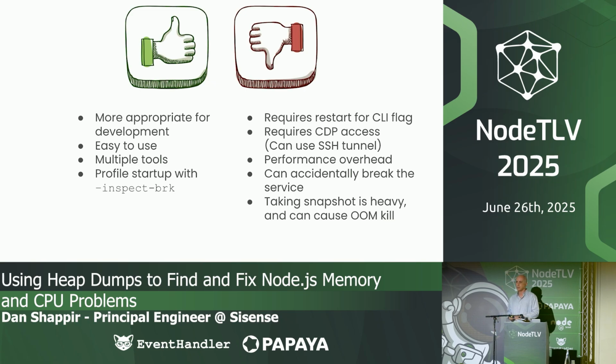Also, running with debugging switches does have a certain performance overhead. It can also accidentally cause you to break the service, because if you're running in debugger, you could just put a breakpoint in it accidentally and then just stop the service, and guess what? The whole process is frozen. So that's obviously a bad idea. And also, taking snapshots in and of itself is a very heavy process. So if your service is already loaded and already running low on resources, taking the snapshot could be the thing that pushes it over the edge.